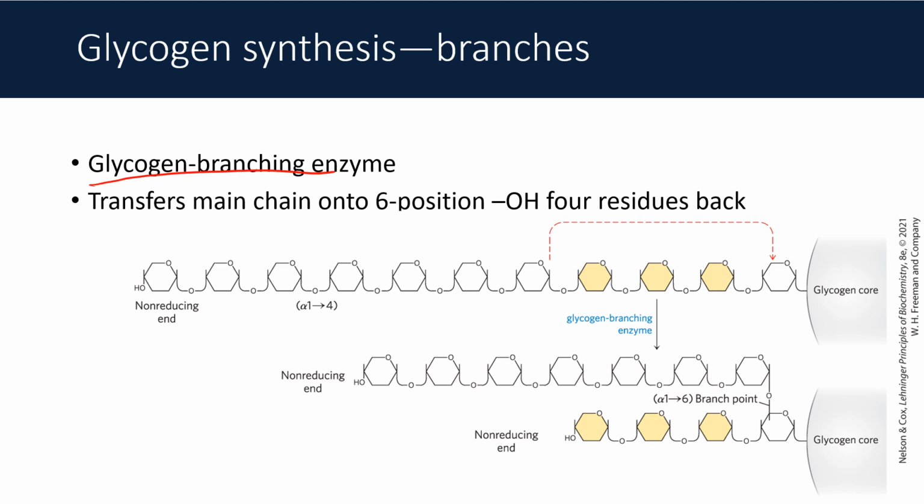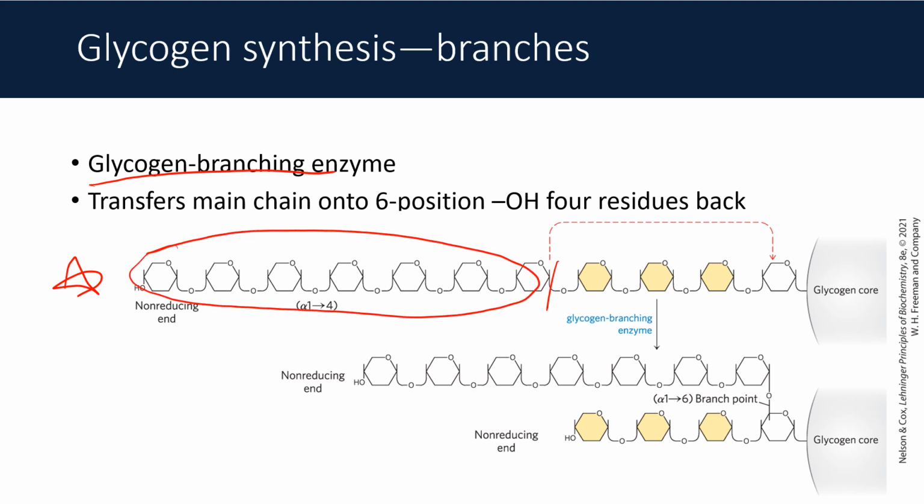It's clever, I know. Once glycogen synthase makes a sizable chain, shown over here, glycogen branching enzyme will come along and it will clip one of these alpha 1,4 linkages. And it's going to break that bond and reattach all of this to the 6th hydroxyl of a glucose 4 residues back. So it's going to pick this whole chain up and go 1, 2, 3, 4 and attach it over there.